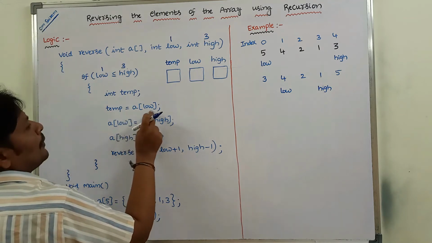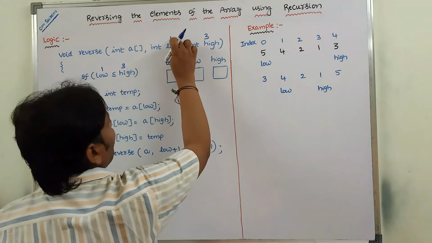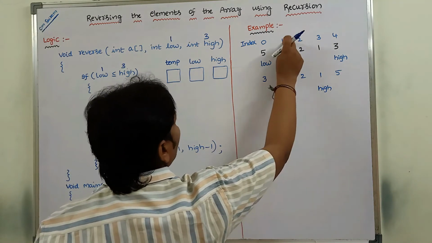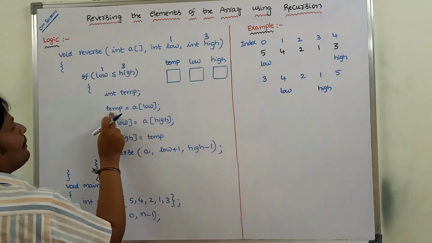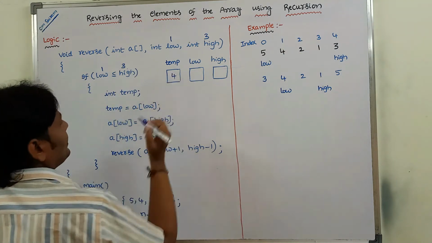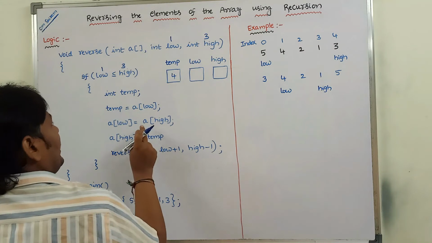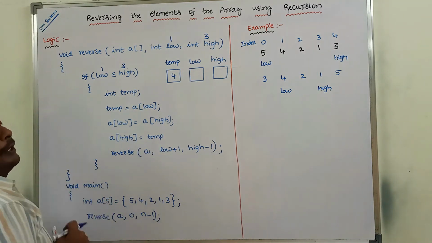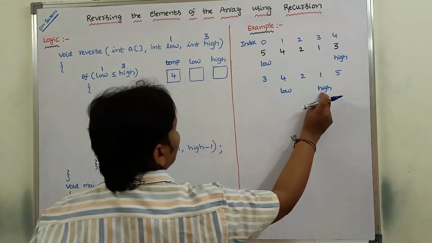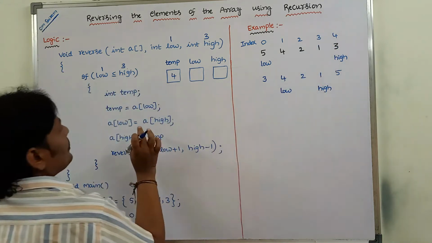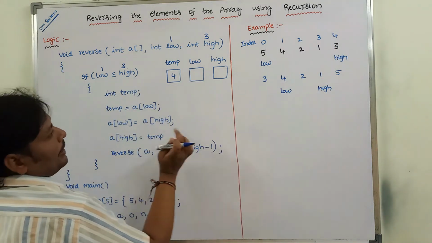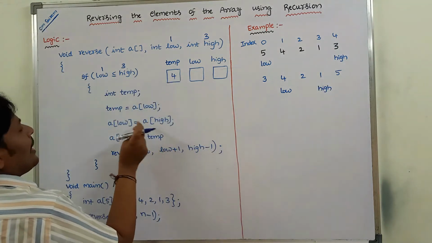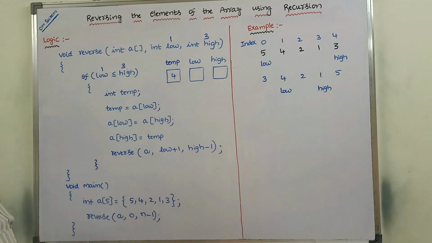If this condition is true, then the control goes to the body of the if block. So A of low, here what is the low index value? 1. A of 1 value is 4. 4 is assigned to temp. Next, A of high is assigned to A of low. What is the high index value? That is 3. So that is A of 3. A of 3 value is 1. 1 is assigned to A of low.